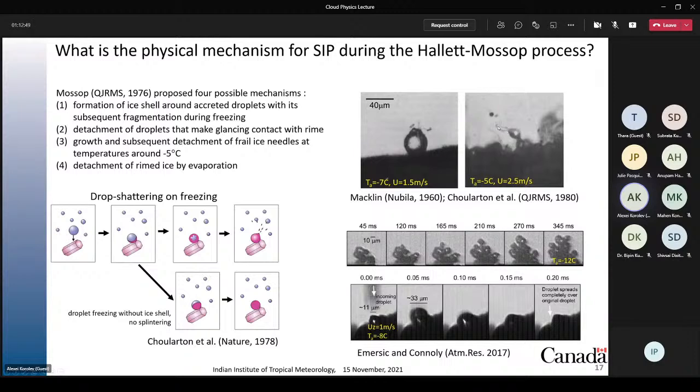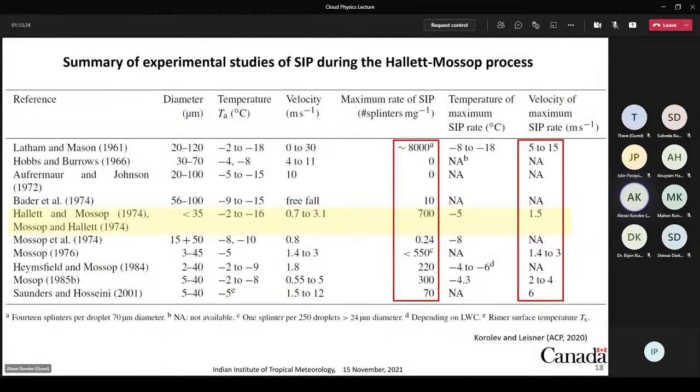The shape of rime ice strongly depends on the temperature and the velocity. However, what is interesting is that later, recent laboratory studies by Emersik and Paul Connell showed that they didn't observe any splintering during riming. So that was quite interesting, that there is again a big variety of results of laboratory studies coming from different groups.